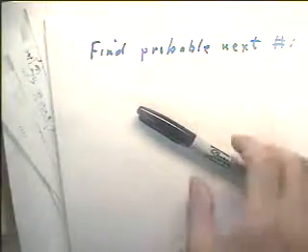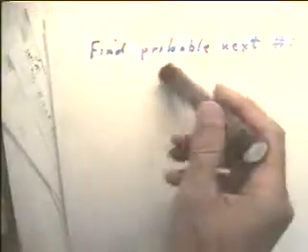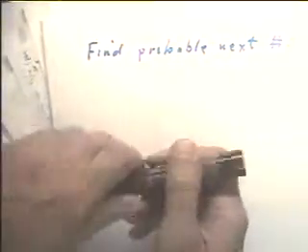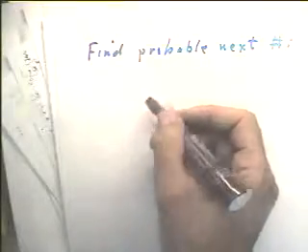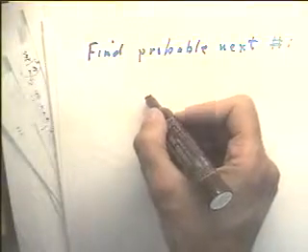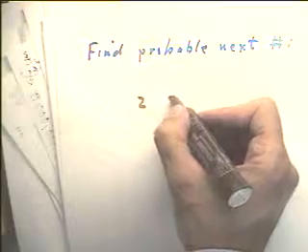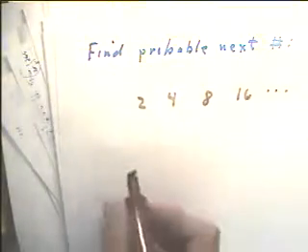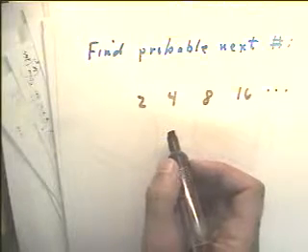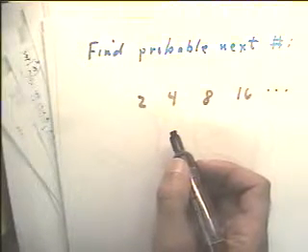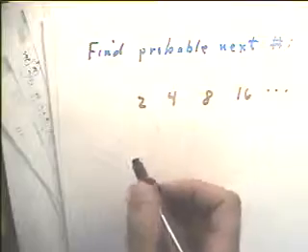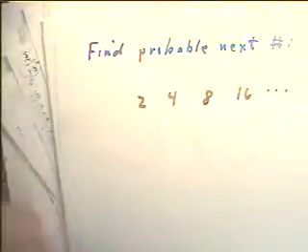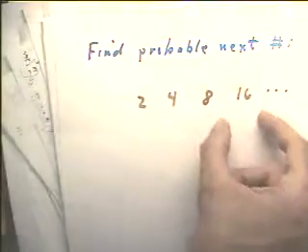Okay, let's say that we want to look at some more inductive reasoning, and we want to find probable next numbers in various sequences. So let's try a sequence like 2, 4, 8, 16, and so forth. What's the probable next number in this sequence? Well, first you want to see what the pattern is, and it becomes fairly clear that the pattern is that the number is doubling every time.